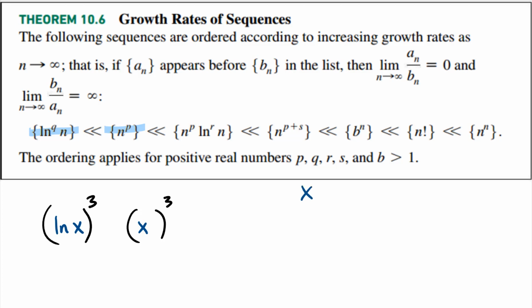I'm using x instead of n's, just because our brains seem to see them a little bit better. So as long as our base is bigger than 1, this is always going to be true. So the natural log looks like this. X looks like this. Do you see that x actually grows faster? The natural log slows down, hence why, once you raise it to a power, the x is always going to be bigger.